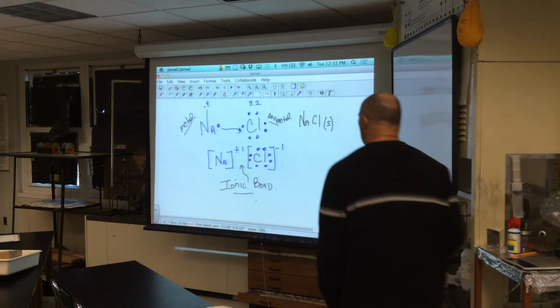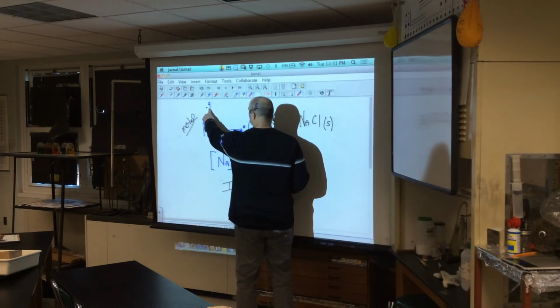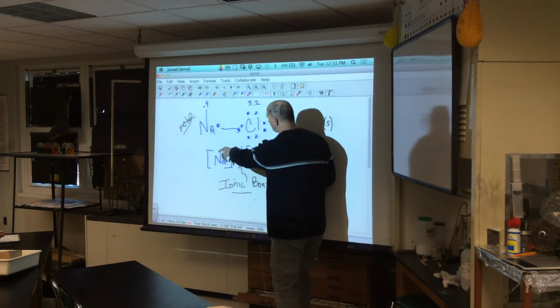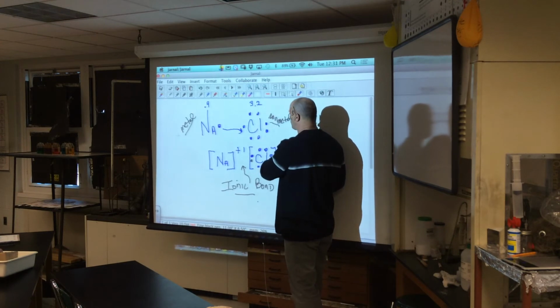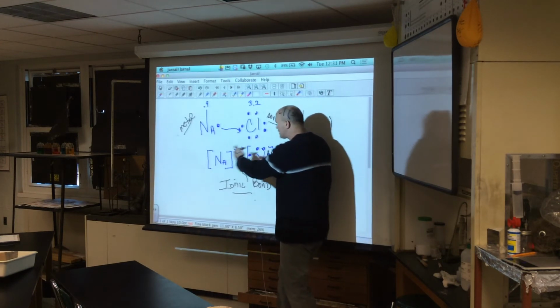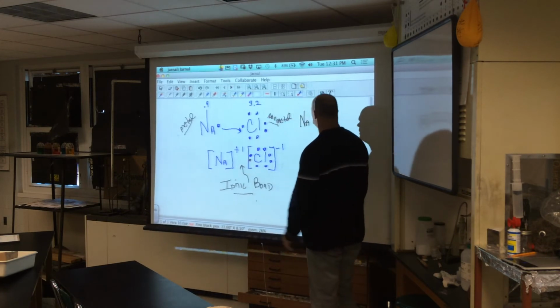Because if you've got a metal with a big fat radius that holds onto electrons loosely with a low electronegativity, it'll lose the electron easily in the tug of war to the one that's stronger for electrons, that gains electrons. And the difference in the ions creates the attraction called an ionic bond.